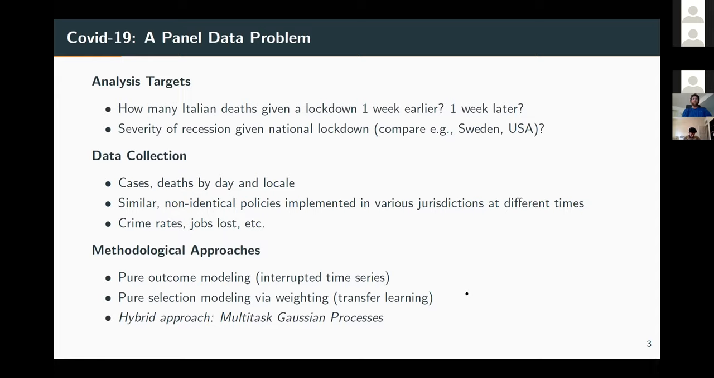Trying to use that to infer this counterfactual under no treatment. So you can get an estimate of the impact by comparing the true observed outcome under intervention to the counterfactual under no intervention. And so what I'm going to talk about today is a hybrid approach where we use multitask Gaussian processes to try and answer this question.